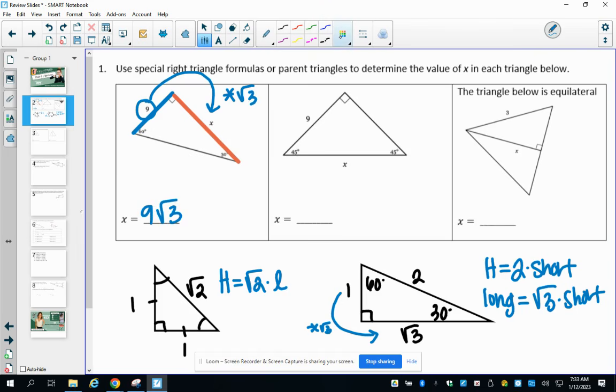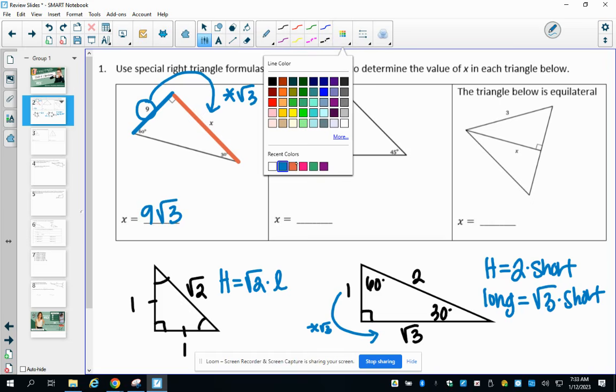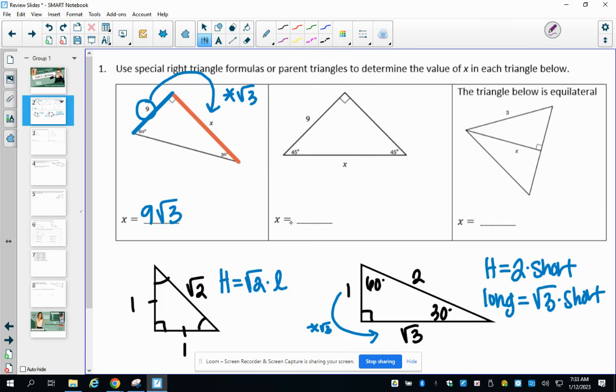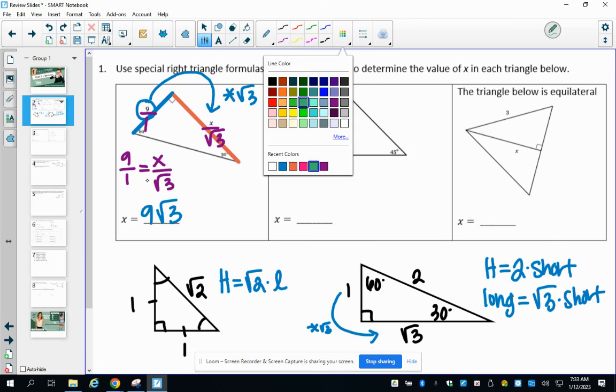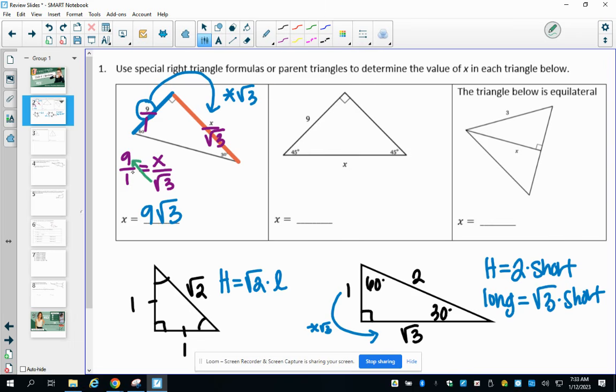If you're doing proportions, then you could match up this short leg to the short leg here. So I like to go like this and just put a 1 under the short leg, and under the long leg goes the square root of 3. So then you would have a proportion to set up here of 9 over 1 equals x over the square root of 3. And then you'd be cross multiplying. So you'd get that 9 square root of 3 equals x that way as well, if you like doing proportions.